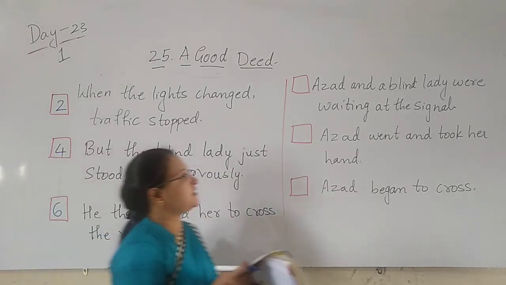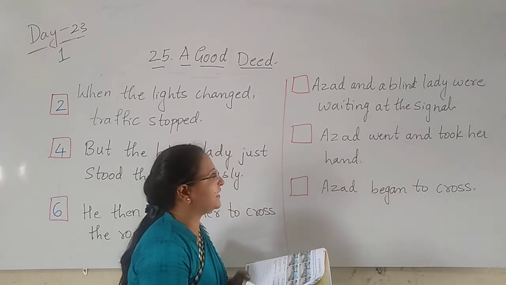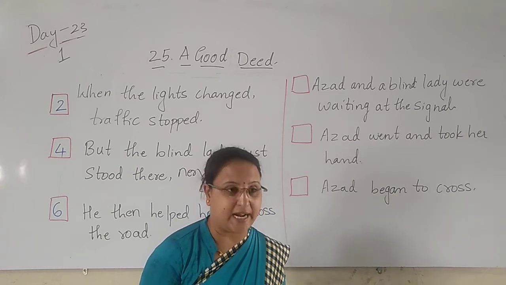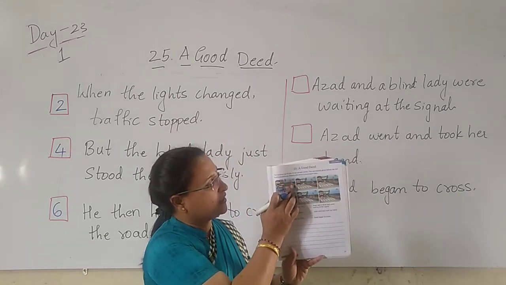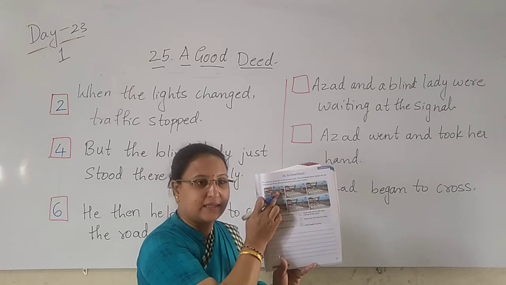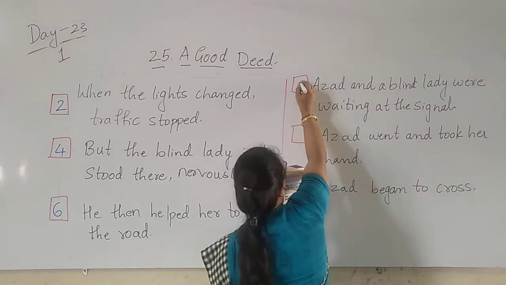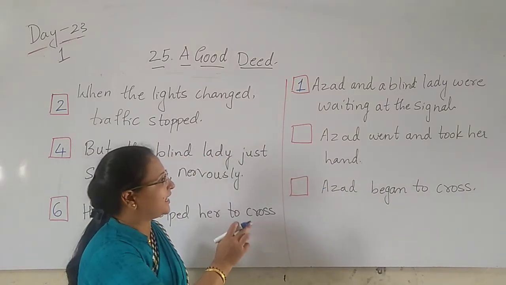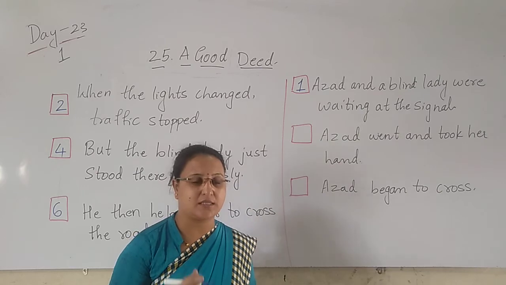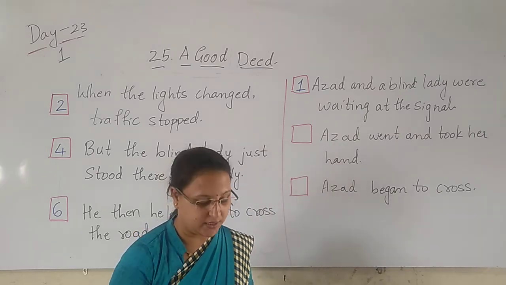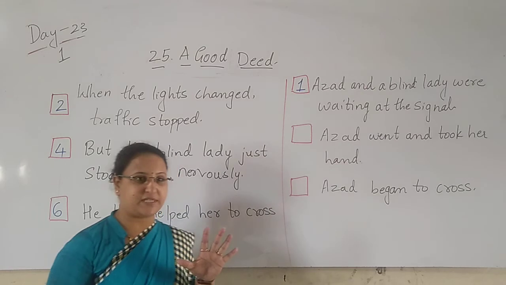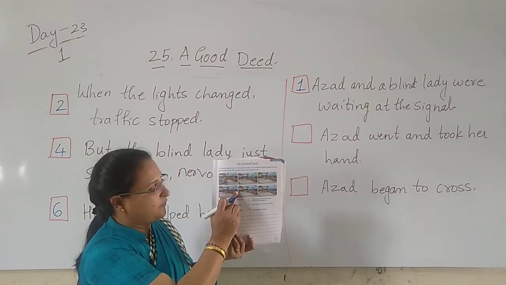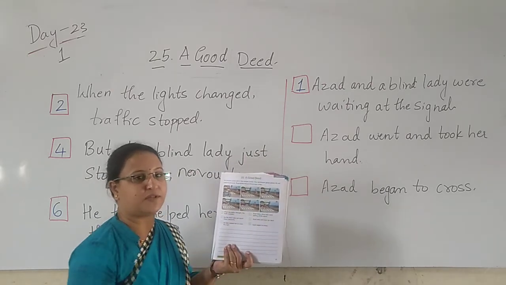The next: Azad and a blind lady were waiting at the signal. You can see in the first picture, the vehicles are moving, but both of them are waiting. So this is 1. The next: Azad went and took her hand. What did he do? He took her hand. That is the fifth sentence. You can see the fifth picture. In the fourth picture, he has come half the way. In the fifth picture, he went and he is holding the hand of the grandma.